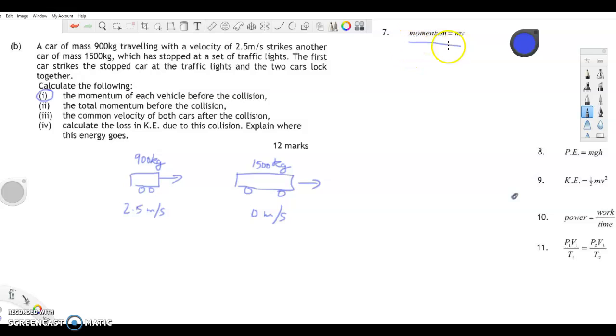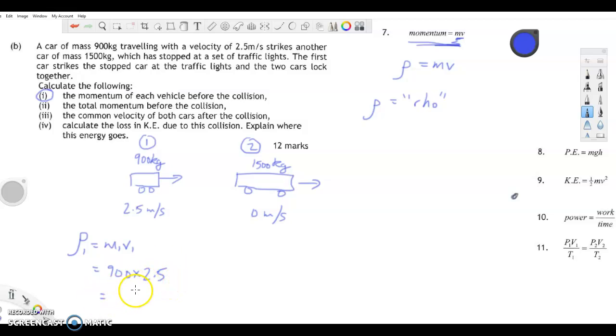Now here's from the back of the exam sheet, momentum equals mv. Sometimes that can be rho. That's what I'm more used to, rho. It's a Greek letter, nothing to be afraid of. Rho equals mv, mass multiplied by velocity. So we call this car 1, and we call this car 2, right? So momentum 1 equals mass 1 multiplied by velocity 1, and that's 900 multiplied by 2.5.